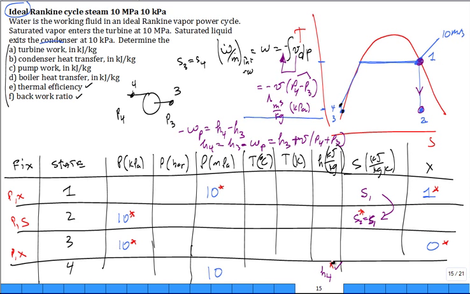So that's really enough to fix the state. And really, all I really cared about were the H's anyway. And so now I have all my properties. I can get turbine work, condenser work, pump work, boiler heat transfer. Did I say condenser work? It's condenser heat transfer. Thermal efficiency and back work ratio. What was the back work ratio of the Carnot? 37%. What's the back work ratio of the ideal Rankine between the same two pressures? It's way down at 1.1%. That's a significant improvement. It's a significant reduction in the back work ratio.